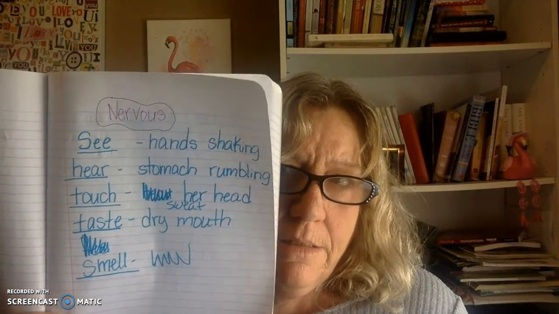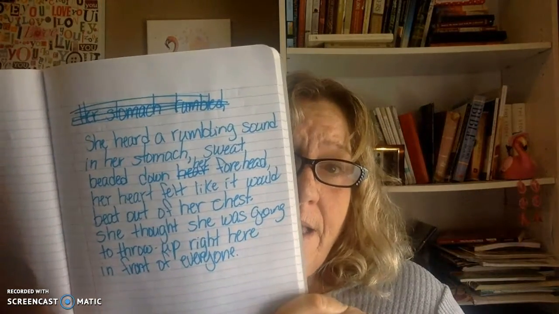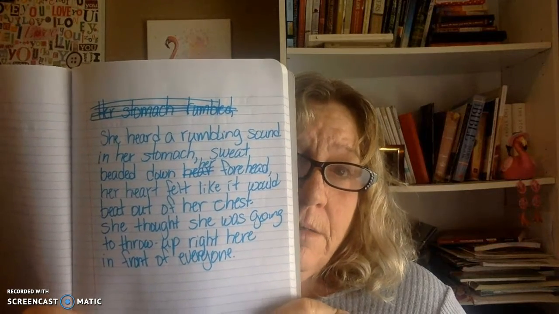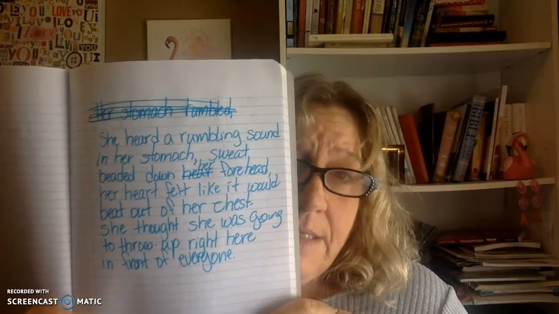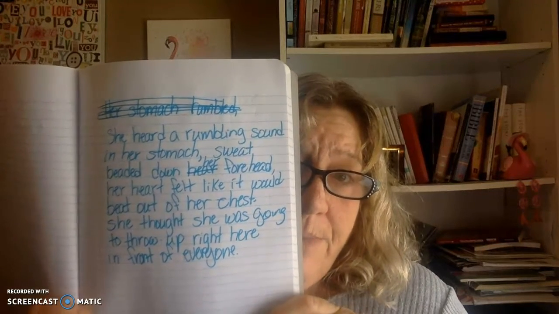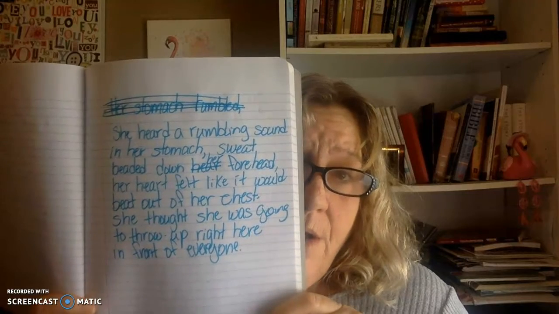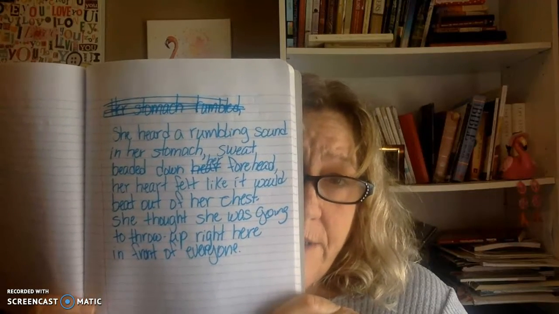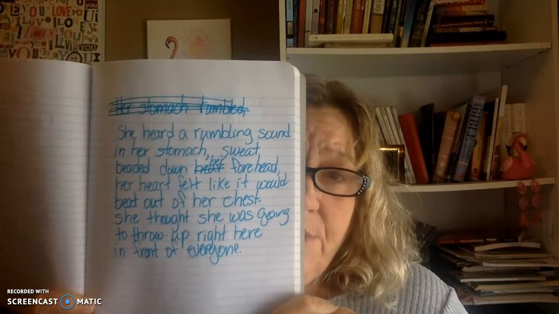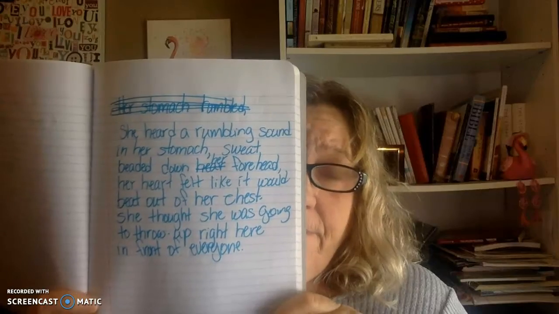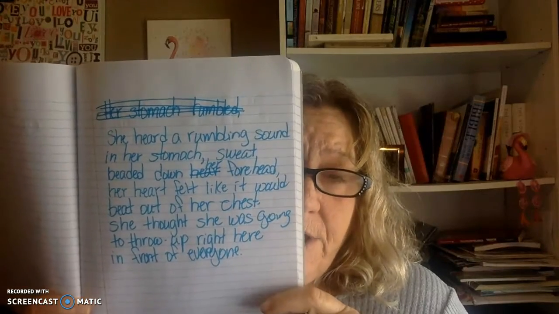All right. So what I did was I took that information and I rewrote that part. She heard a rumbling sound in her stomach. Sweat beaded down her forehead. Her heart felt like it would beat out of her chest. She thought she was going to throw up right there in front of everyone. So this is how I changed it. So the next part, I'm going to go back to my writing.